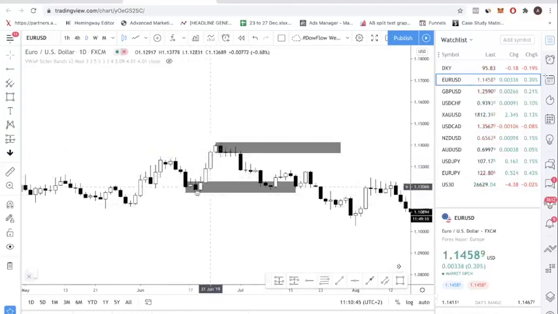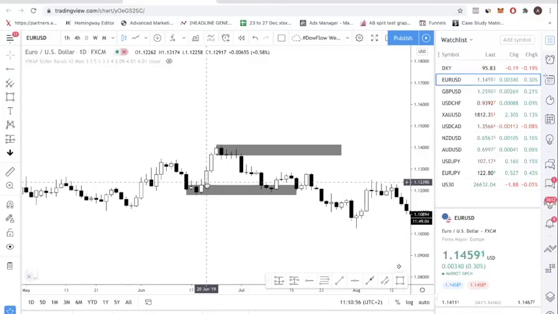So the question is, why is this a demand? As I said, the departure is good, and let's look at the base. You have about 1, 2, 3. You have about a 3 candle base. So the departure is good and the base is tight. So this is a good level. So how do you draw this?